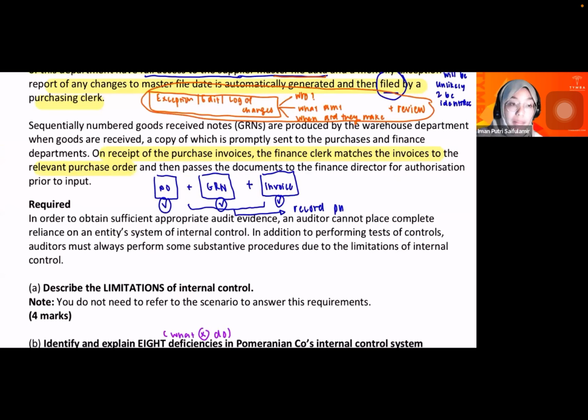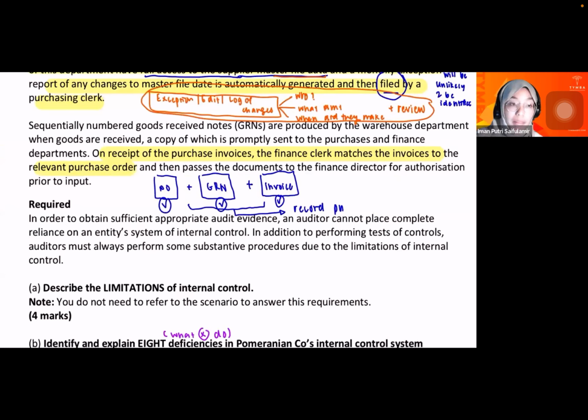So what is the direct implication here? If they did not match this to the GRN, this could result in invoices being paid for goods that were not received. Okay, so what is the general implication? This would lead to increased costs to the company.